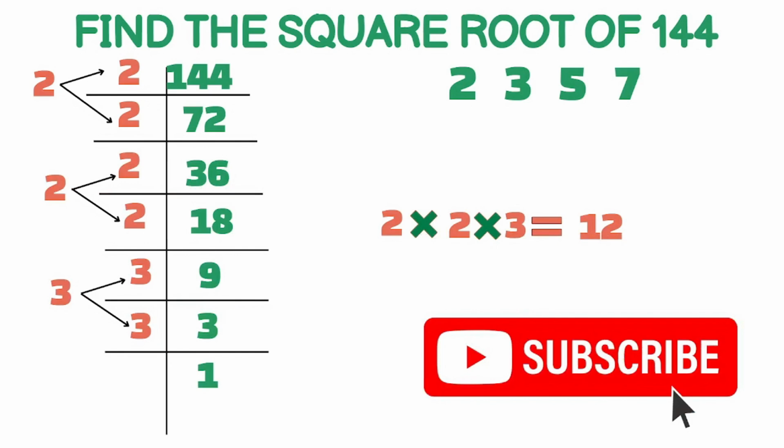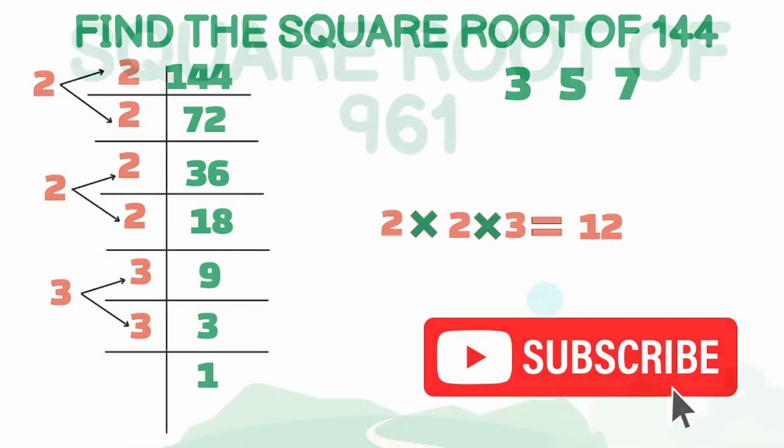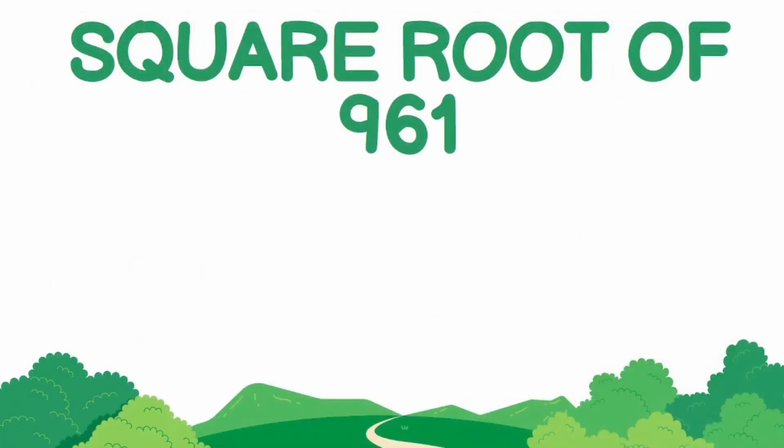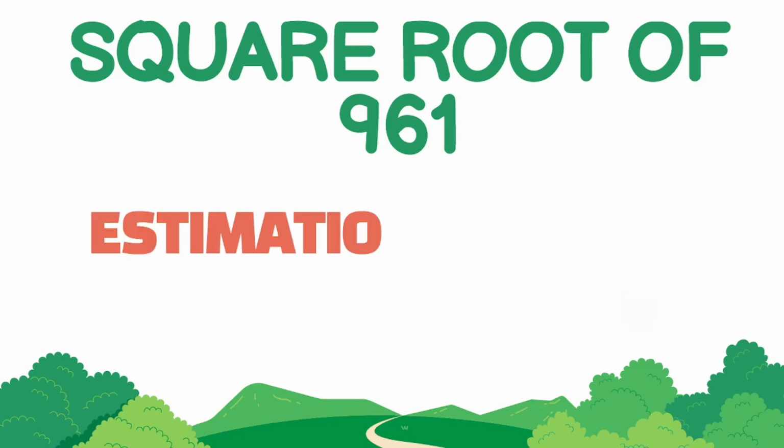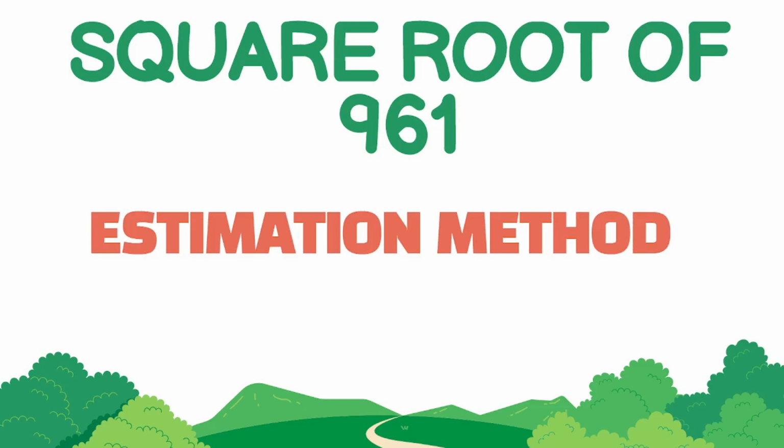So in our next class, I'll be teaching you the next method, which is the estimation method of finding the square root of numbers. We'll be finding the square root of 961. The square root of 961 is a prime number, and we can't actually find the square root of 961 using the factorization method. So in our next class, I'll be teaching you how to make use of the estimation method to find the square root of this kind of numbers.